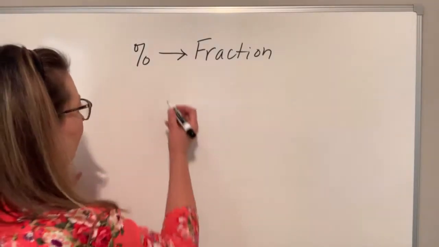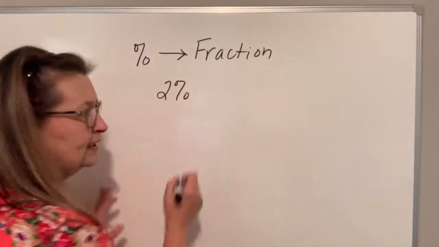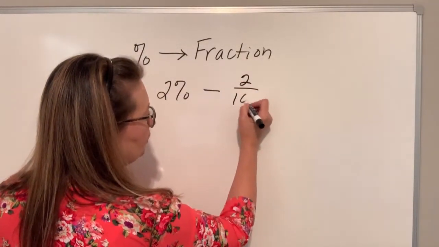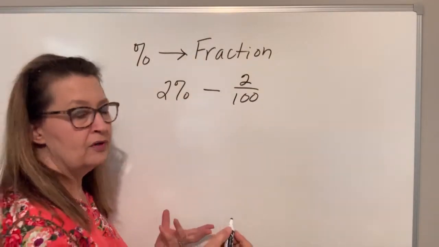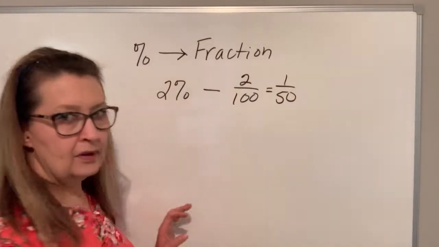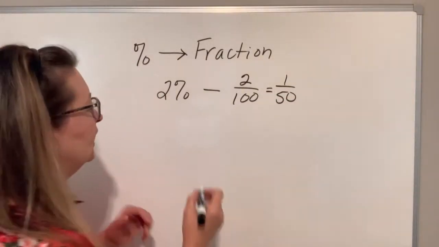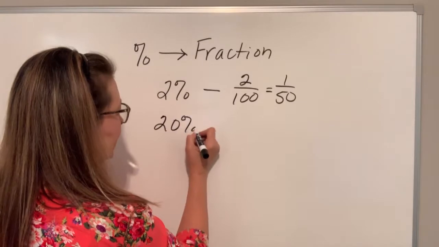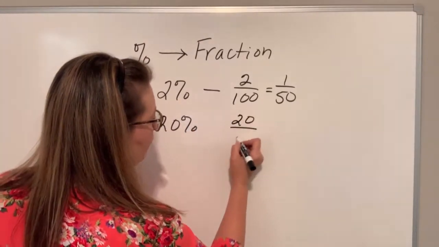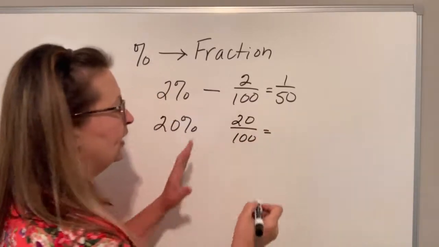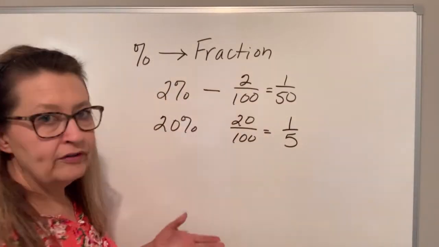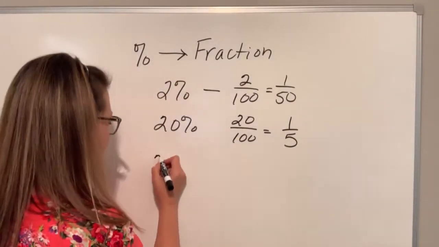For example, if I have 2% and I want to change it to a fraction, I'm going to put 2 over 100, and then I'm going to reduce down if possible. So that would reduce to 1 over 50. If I have 20% and I want to change it to a fraction, I'm going to put 20 over 100. This would reduce down to 1/5.